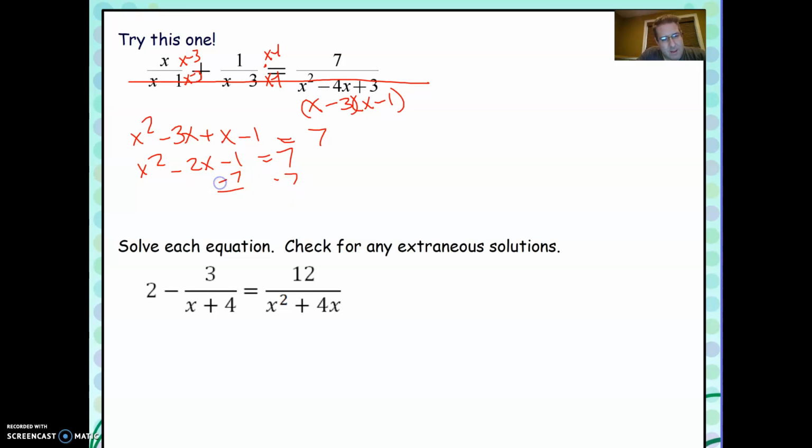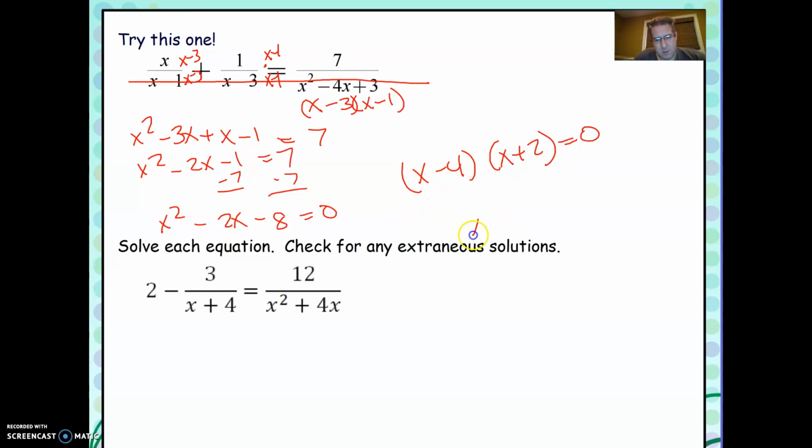Then I'm going to set the equation equal to 0. That makes this negative 8 equals 0. And this can be factored, I believe, to negative 4 and 2. x minus 4 times x plus 2. And I can now see my answers. So it looks like answers are 4 and negative 2.